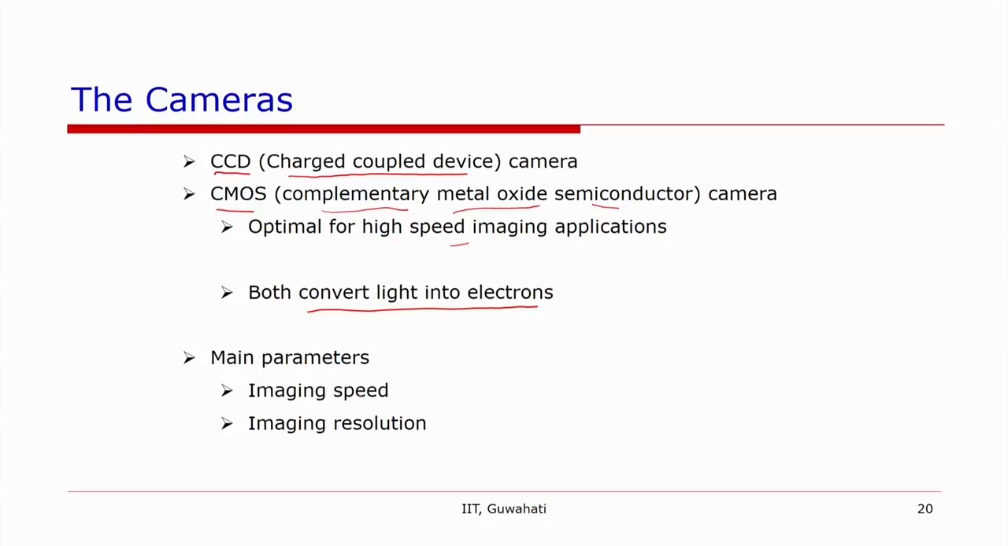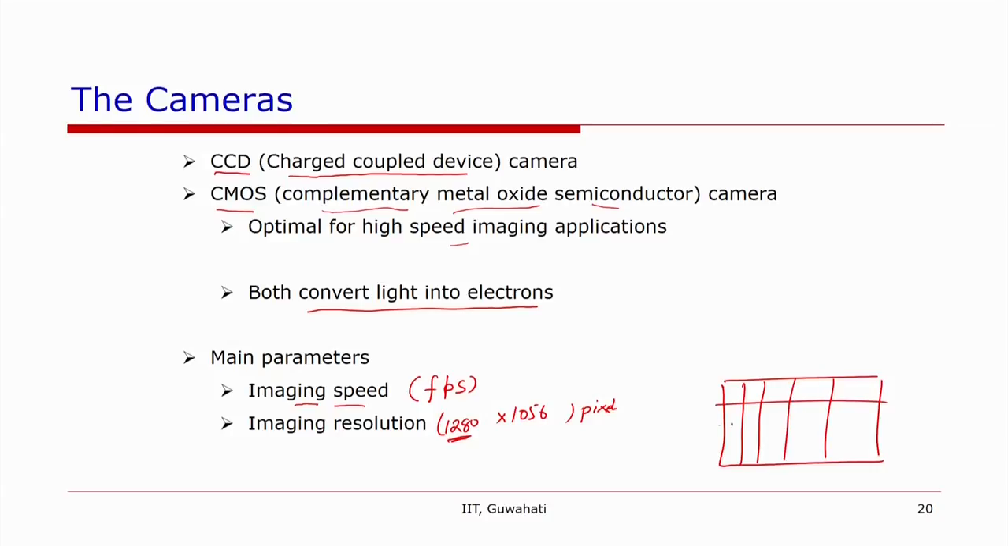So, when considering a camera, one needs to look at the light intensity, the imaging speed, which is generally given as frames per second or FPS, and the imaging resolution. So, it will be in terms of the number of pixels in the horizontal and vertical direction. For example, a camera might have a resolution of 1280 × 1056 pixels or something like that. So, these numbers represent the pixels or the divisions in the horizontal direction and in the vertical direction on a camera sensor. So, the numbers represent the number of divisions in the two directions.